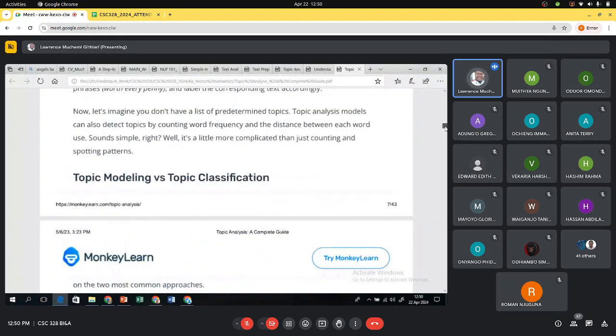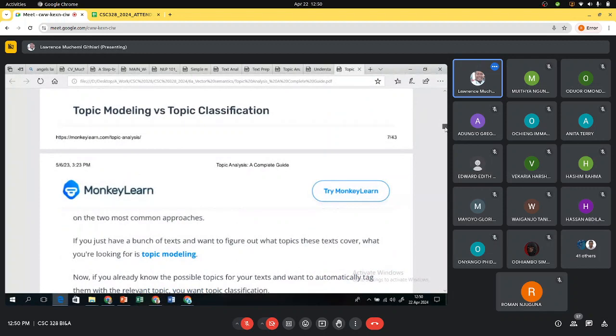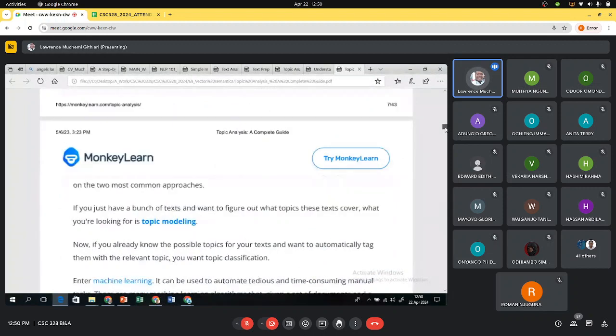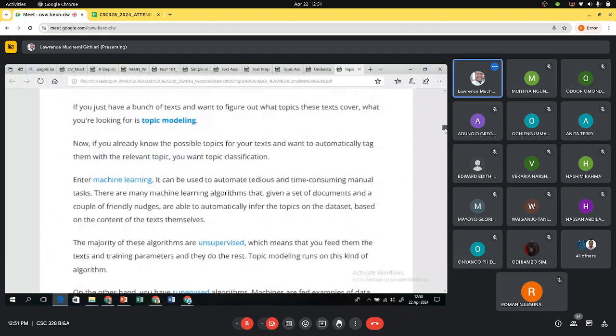Here they're just talking about topic modeling versus classification. So if you have just a bunch of text and want to figure out what topics this text covers, what we are looking for is topic modeling. Now, if you already know the possible topics for your text and you want to automatically tag them with the relevant topic, you want topic classification. So you can go for classification if you already know the topics you are looking for.